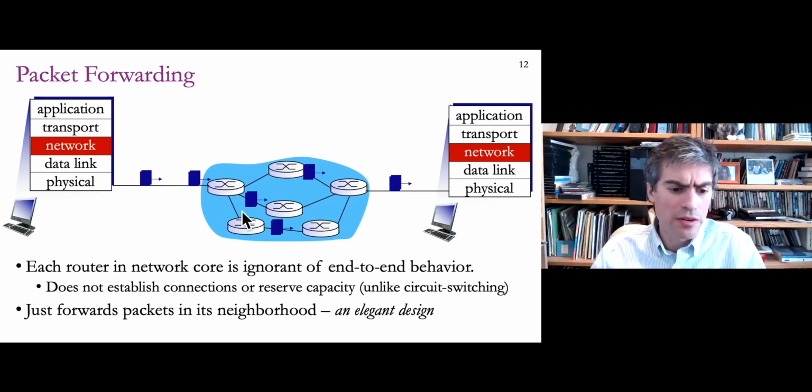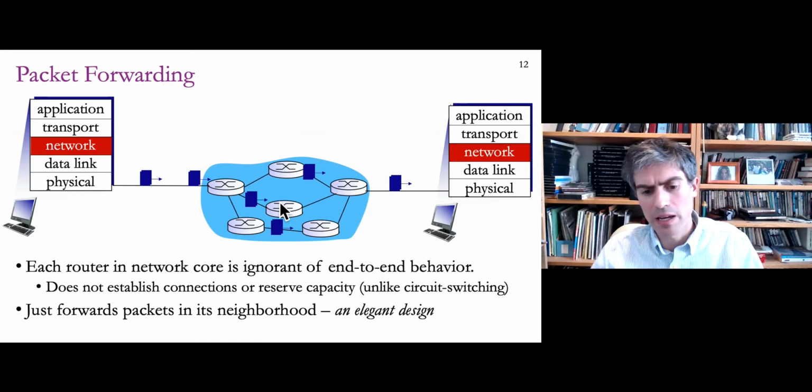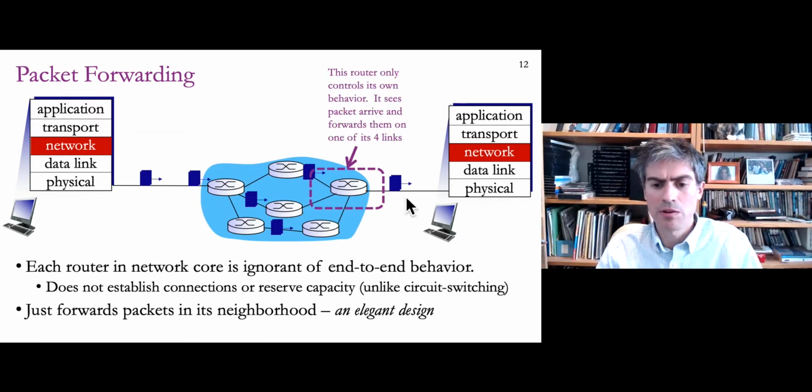So each of these routers doesn't know what's happening end to end with the packets. It only knows what's happening in its neighborhood. It has rules for forwarding packets. It doesn't establish connections end to end or do anything end to end. It just sees packets come in and forwards packets using its rules within its neighborhood.